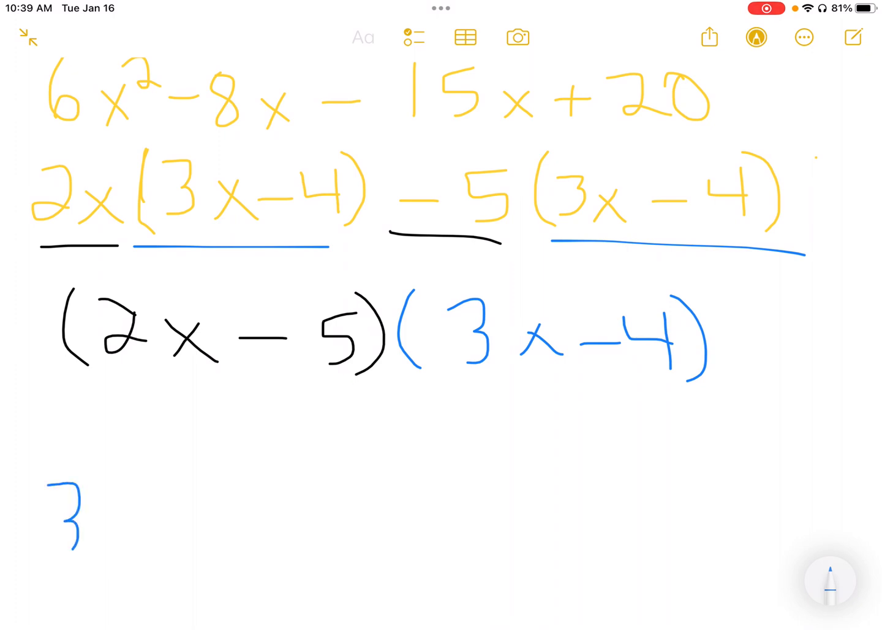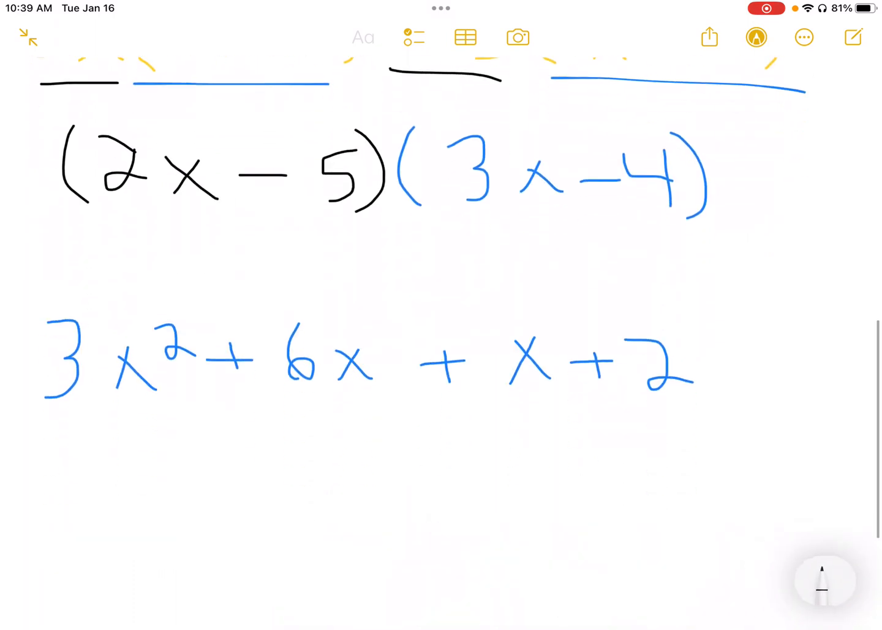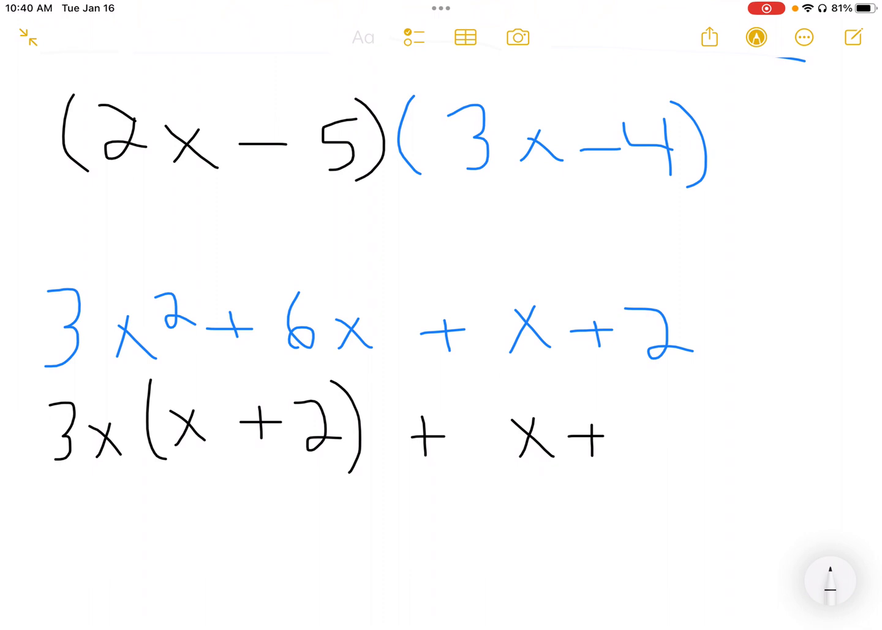But what if you had something like 3x squared plus 6x, and then you had plus x plus 2? You say, well, I go ahead and do the common factor like normal. Yes, of course you would. Then I have 3x here, and I have x plus 2. And then for over here, you say, well, what do I really have here? Because it looks like I just have plus x plus 2. That doesn't look the same as before.